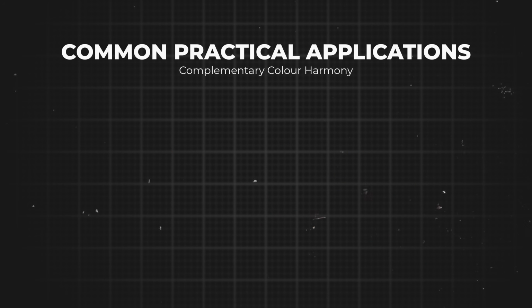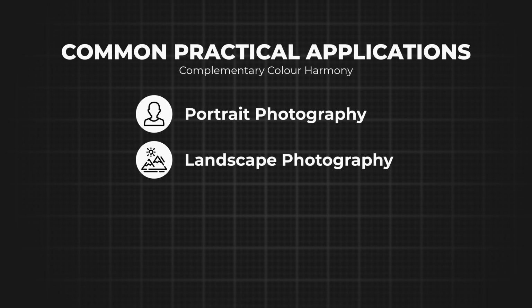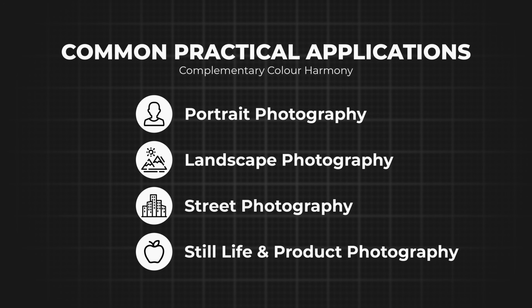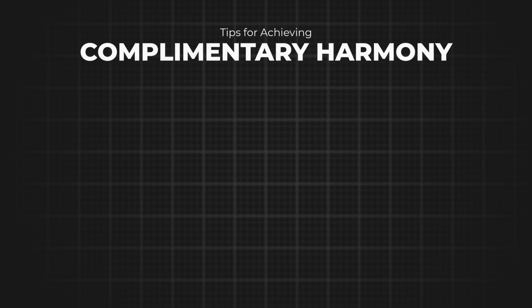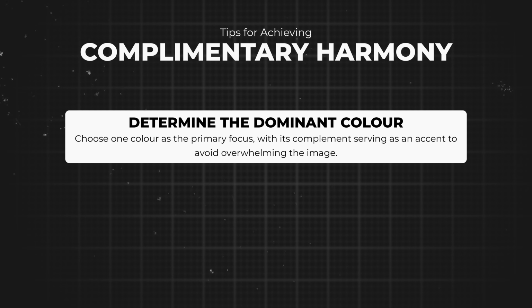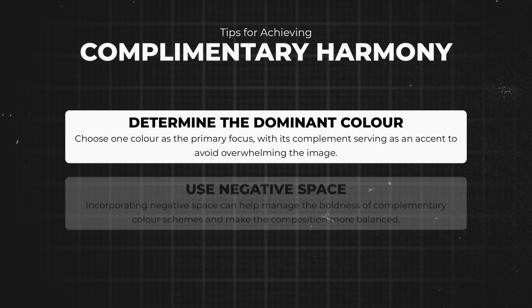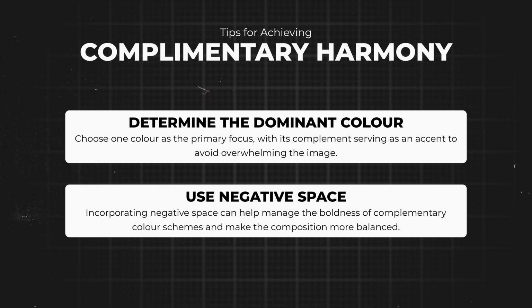Now, common places you can find a complementary colour harmony is in portrait photography, landscape photography, street photography, as well as still life and product photography. Now, tips for achieving a complementary colour harmony is determine a dominant colour. Choose one colour as the primary focus and then complement it to avoid having an overwhelming image, as well as always rely on negative space. Incorporating negative space can really help manage the boldness of the complementary colour scheme, making it a lot more balanced than if you're having equal colours.